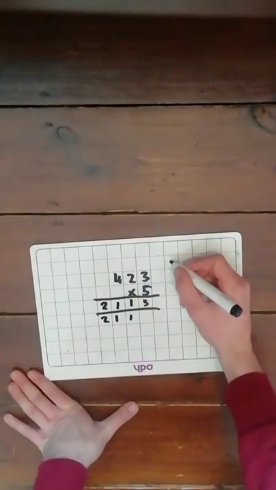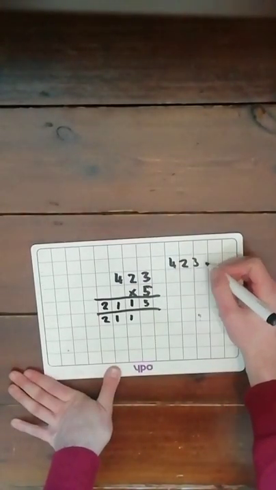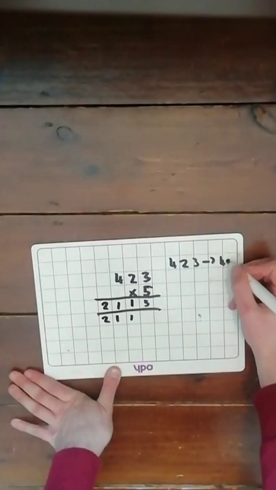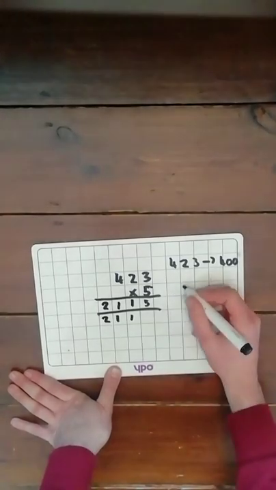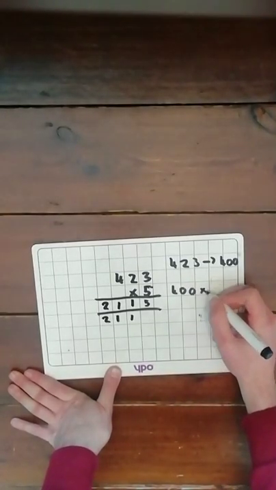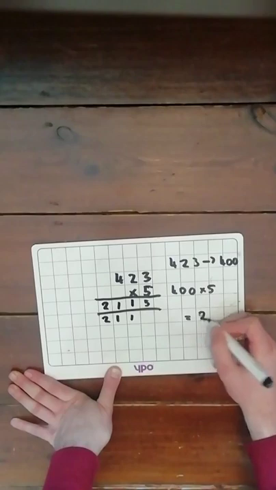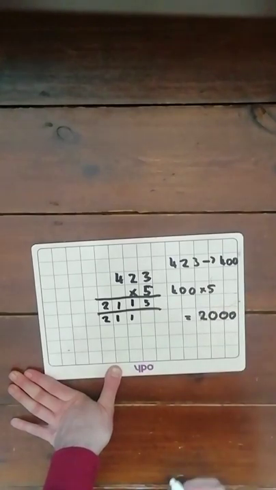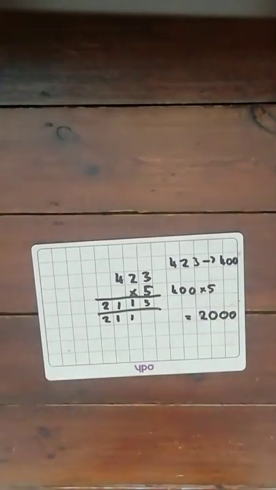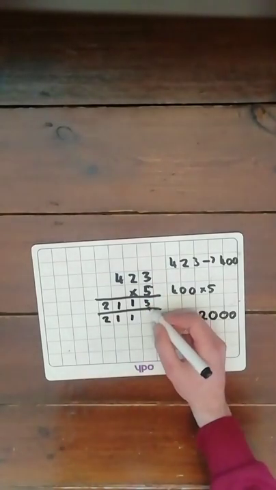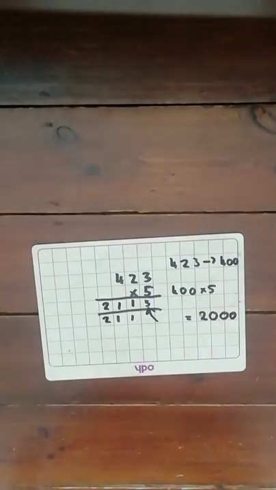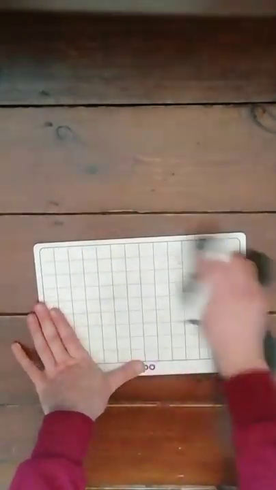Let's just double check. 423. The nearest 100 is 400. 400 times 5 is equal to 2,000. My answer is pretty close to that. And I'll just double check my ones. 5 times 3 is 15. Does my answer end in a 5? Yes, it does. Let's do another one.